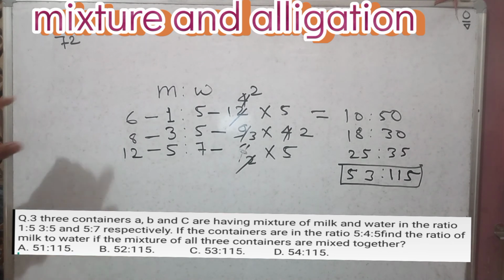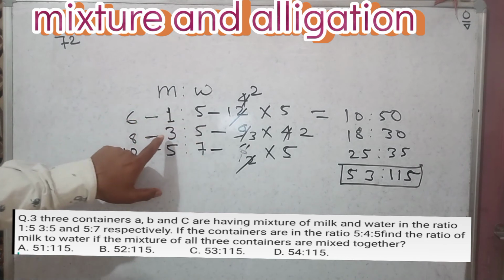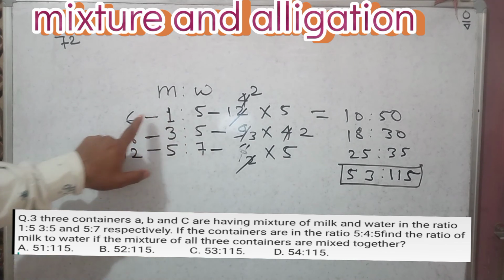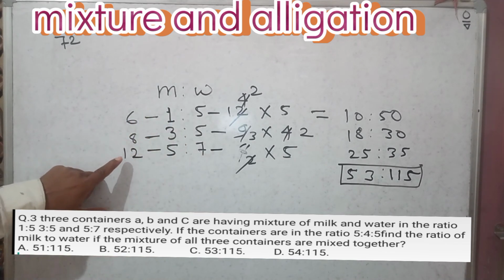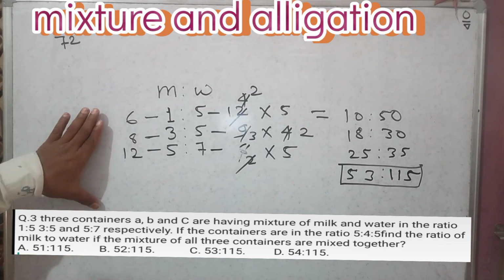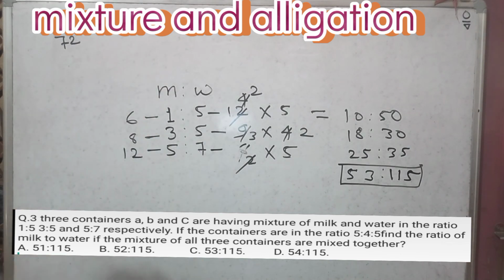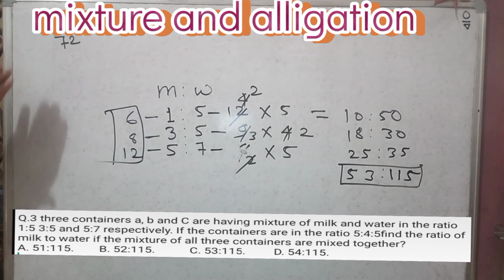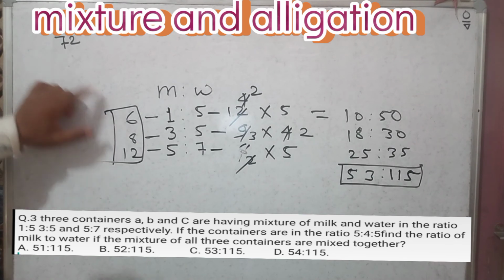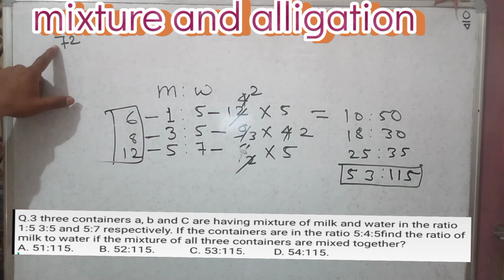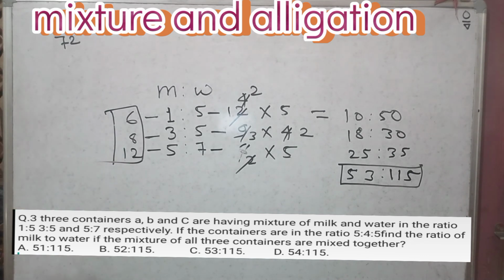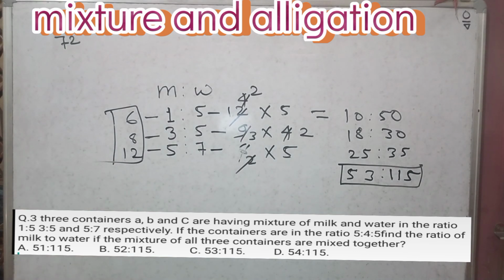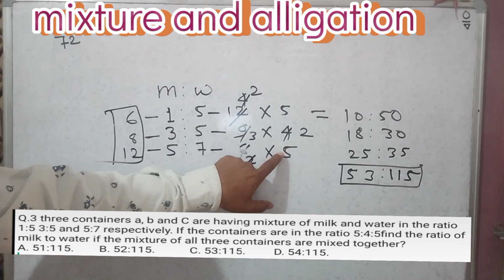See here friends, the first container has 1 is to 5, the second container 3 is to 5 and the third container 5 is to 7. One container has 6 parts, the second container 8 parts and the third container 12 parts. So these are not the same. If these are the same, we can directly add, but these are not the same. So we take the LCM. The LCM is 72, right? So 6 goes 12 times, 8 goes 9 times and 12 goes 6 times. So multiply with 12, 9 and 6, and this mixes with 5 is to 4 is to 5.